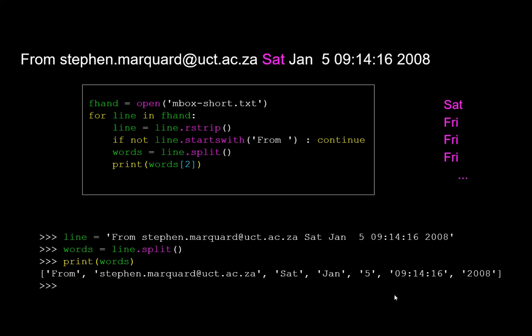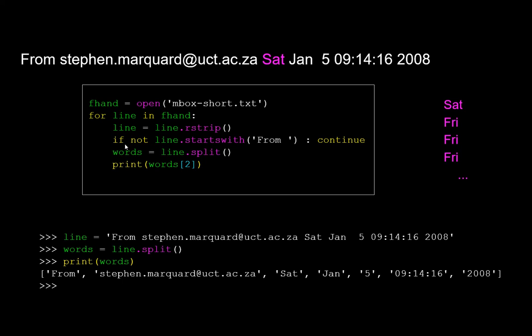Okay, so here we have a piece of code where we use the open function. We open this text file, we put it in the file handler, and we have a for loop for line in our fhand. So for every line that we have, we use the rstrip command, which will strip the \n at the end of each line, so it gets rid of that.